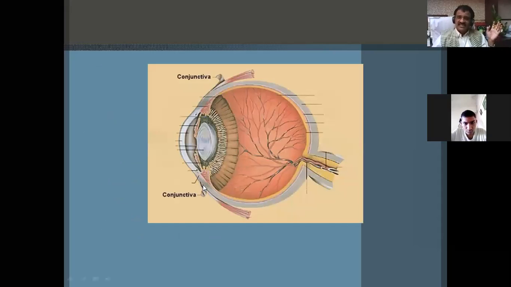Here you can see the conjunctiva. It has covered, but not on the cornea. Now this is a longitudinal section, so you won't be able to see that. You have to see it from the front.